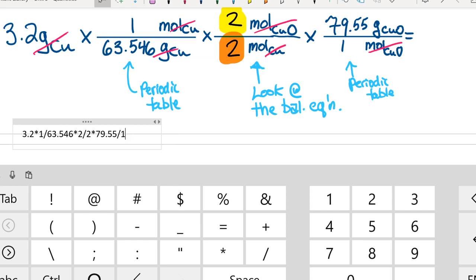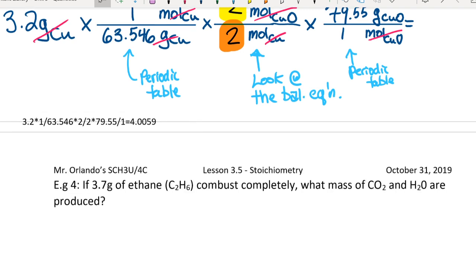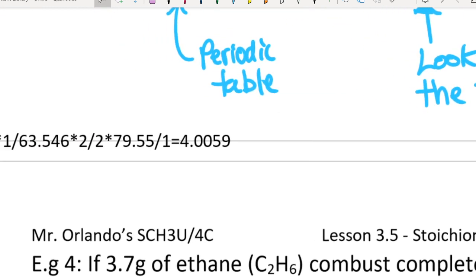It's not the only way to do it. It's the easiest way to do it. And I get 4.0059. But of course, I have to think about sig figs here.